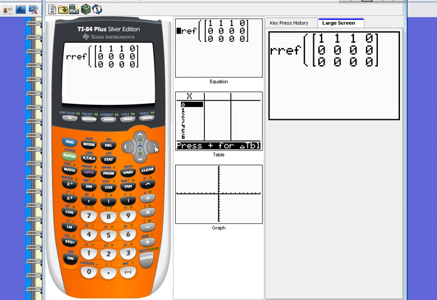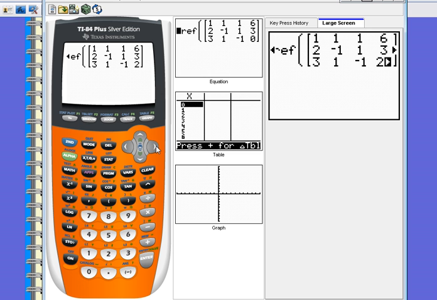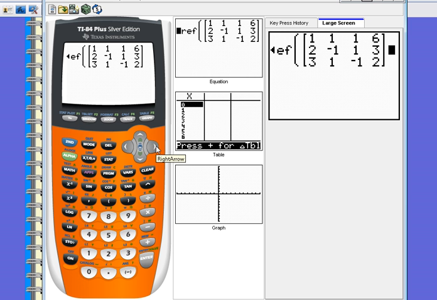And so now I'm telling the calculator, look, I want you to reduce row echelon form this matrix. When you press enter, bam. Okay? So what you end up getting is this. You get another matrix that looks like this.